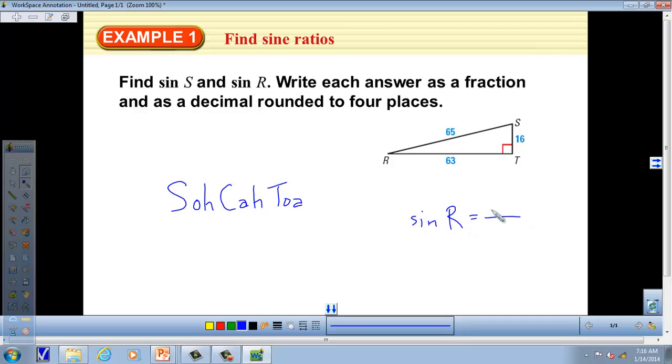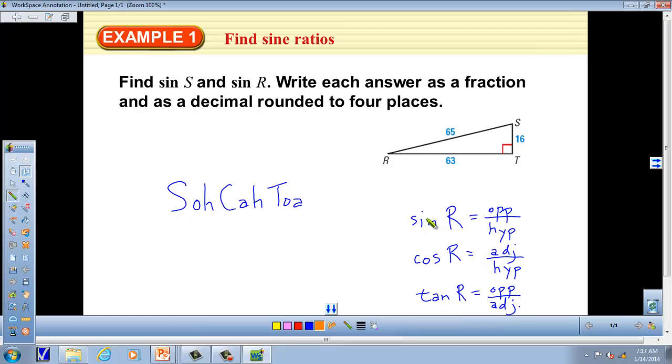equal to opposite over hypotenuse. We know cosine of R, where R is the angle, would be adjacent over hypotenuse. And as you've learned from the last section, tangent of R is equal to opposite over adjacent. So this gives you a quick way to remember all three of those.